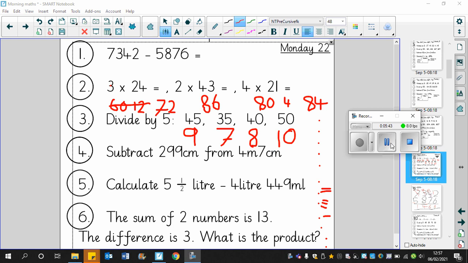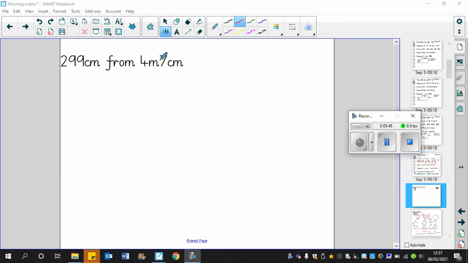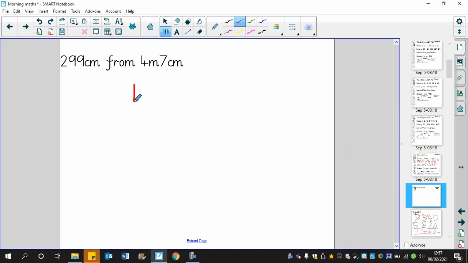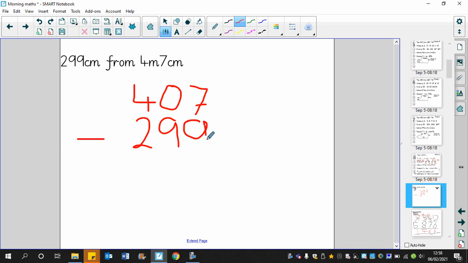Right. Okay, so to do that, what I need to do is convert that into centimeters. So 4 meters is 400 centimeters, and then add another 7 makes 407. So 407, take away 299. Now I'm going to do this using exchanging, and then if we get time I'll show you how to do this a slightly quicker way.